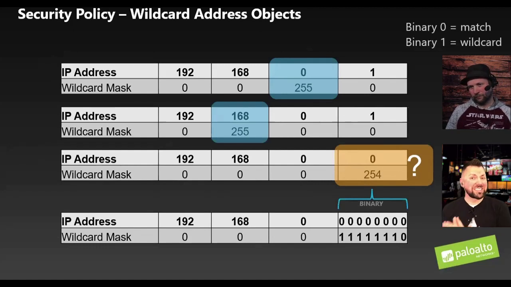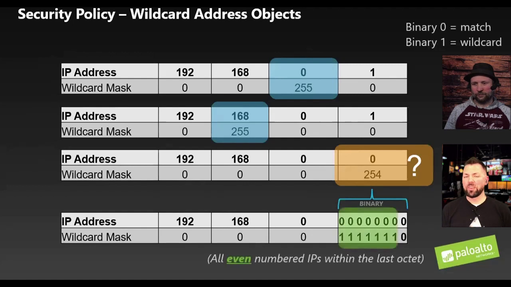Now, a 0 is an exact match. So in the address, it always has to have a 0 in the last bit position in order for it to match this entry that I've created. But every other bit position can be anything. So what this translates to is this object would match only the even-numbered IP addresses within a subnet.